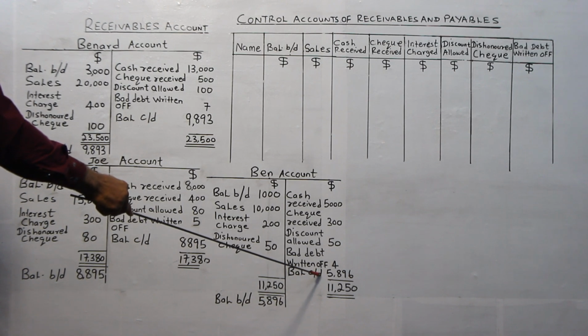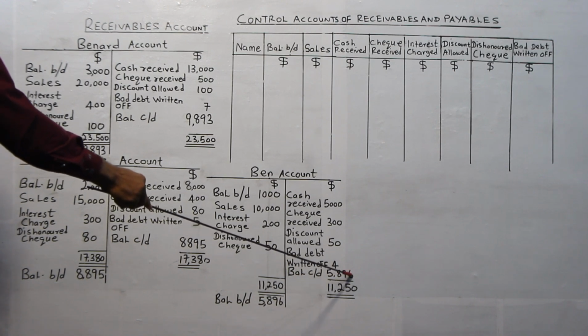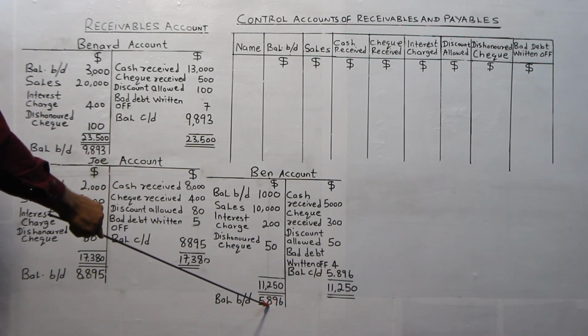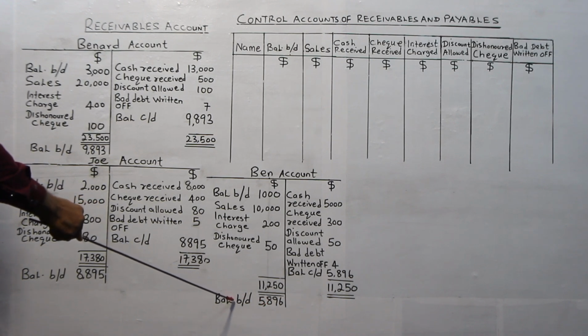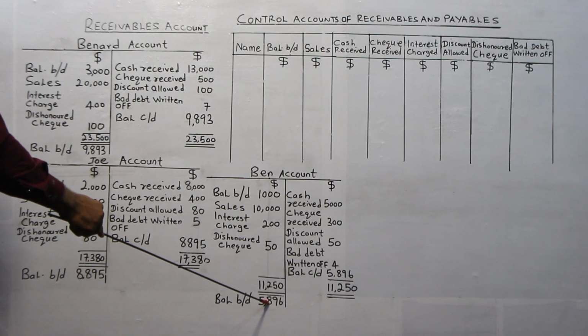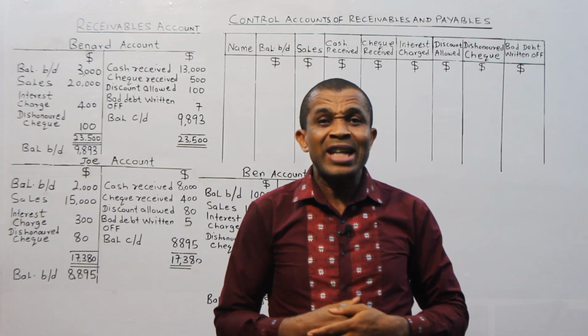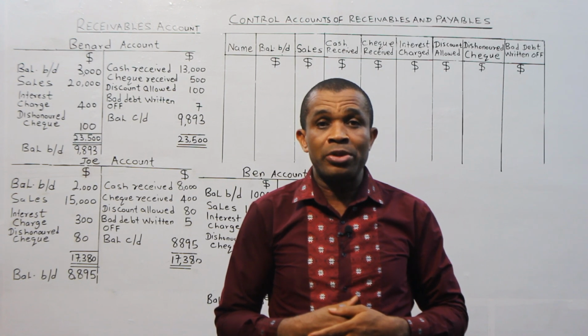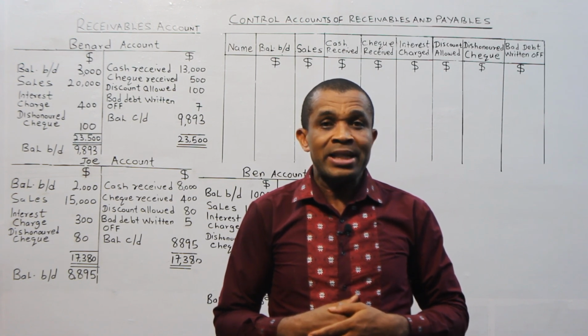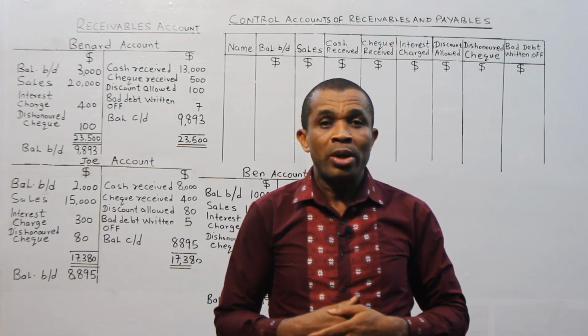Then the balance carried down, of course, of 5,896 is brought back to the debit side as opening balance or balance brought down for the new period, representing the net amount that Ben, a receivable, is owing at the beginning of the new accounting period. We have looked at 3 accounts of receivables: Bennett, Joe, and Ben.